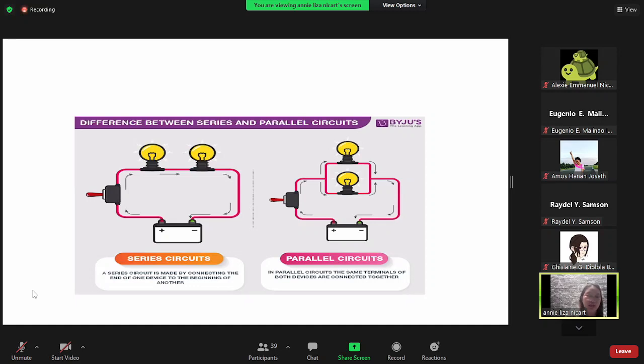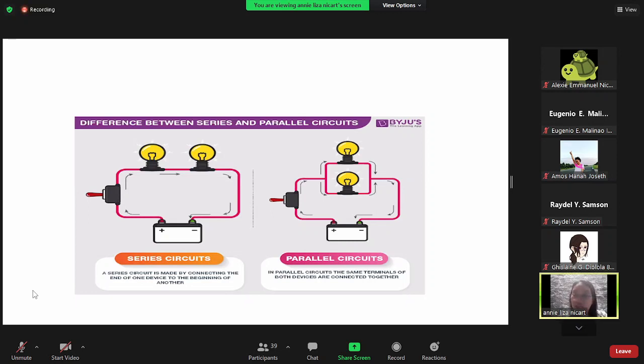So 3 over 10, but that is still 1 over RT, so we take the reciprocal. What is the reciprocal of 3 over 10? It's 10 over 3, which is 3.33. If we apply the number of significant figures, the final answer is 3 ohms.